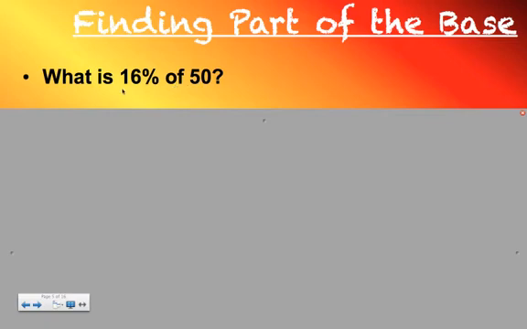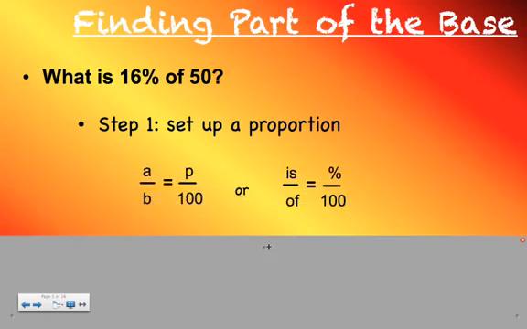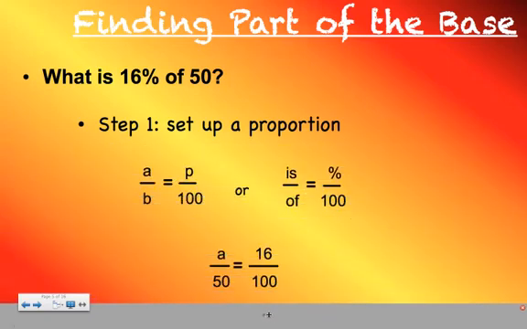So the information they have given us is our 16% goes over the 100, and our of 50, the of is your base or your whole. So that becomes our denominator here. So that means we are trying to find the part, because we don't know. We're trying to say, what is it? What is 16% of 50? So we don't know what the part is. We only know what the total is, the base, which is 50.